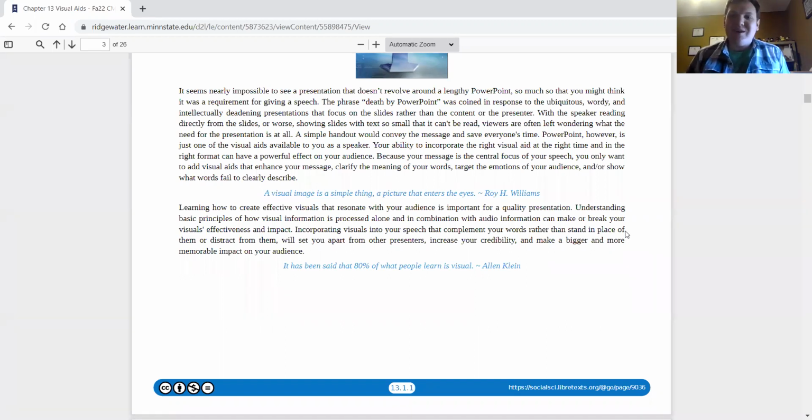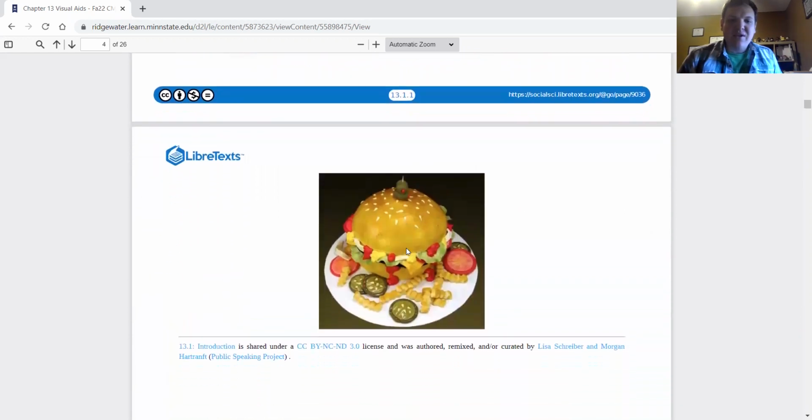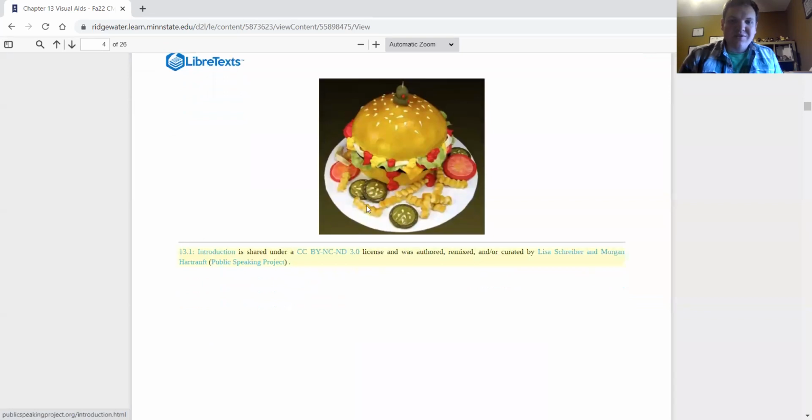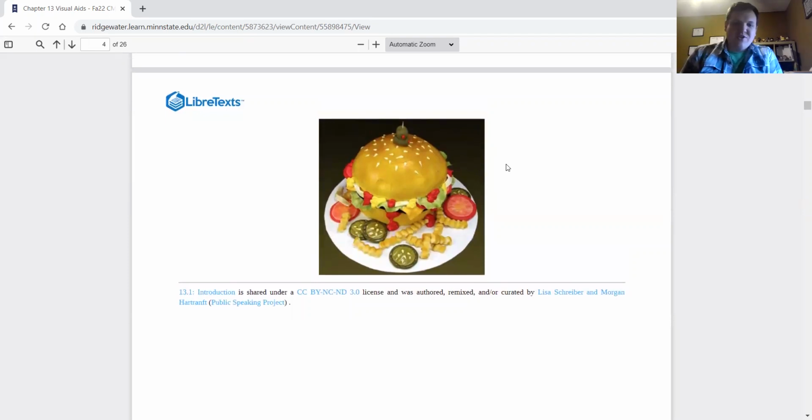So we're going to go over plenty of other types of visual aids as well, but those are just some examples. It has here a quote from Roy H. Williams: a visual aid is a simple thing, a picture that enters the eye. Another one from Alan Klein says, it has been said that 80% of what people learn is visual. So you want visual aids that are going to complement your presentation, complement the content that you're presenting, but you don't want ones that are going to overpower it and take away. You don't want something that's going to distract the audience from listening to you. So again, it's about having good balance in terms of the visual aids that you use. Here's an example of a visual aid. Looks like a little art piece of a cheeseburger.